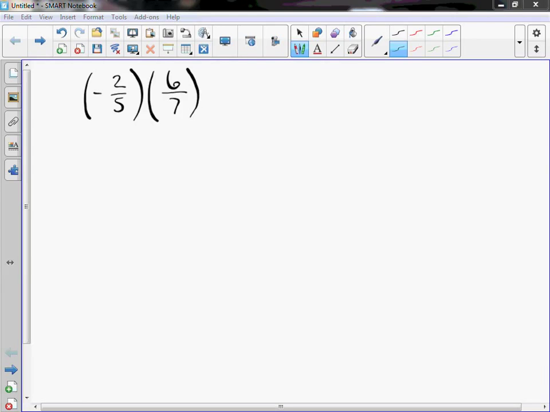Okay, we have a couple problems here to review multiplying rational numbers. The first one here, two fractions, one's negative, one's positive. So that rule stays the same. If you multiply two numbers and one's negative, one's positive, your result is going to be negative.